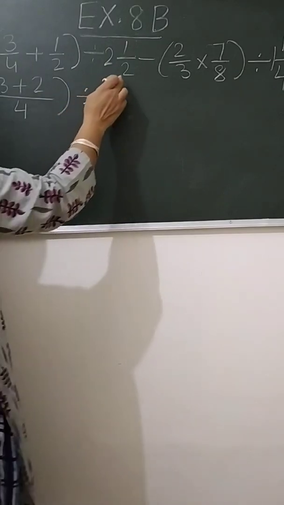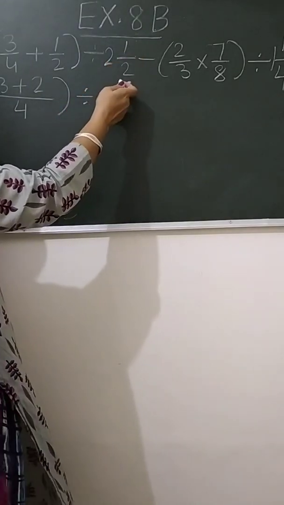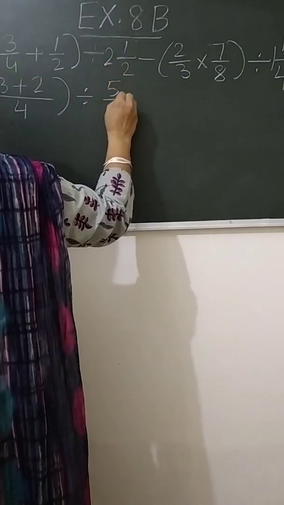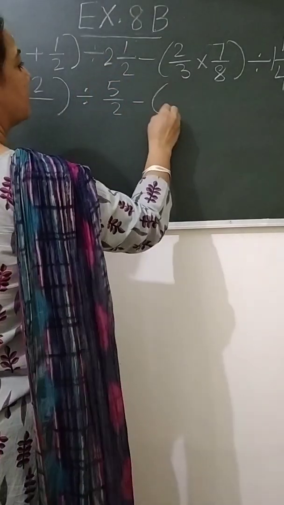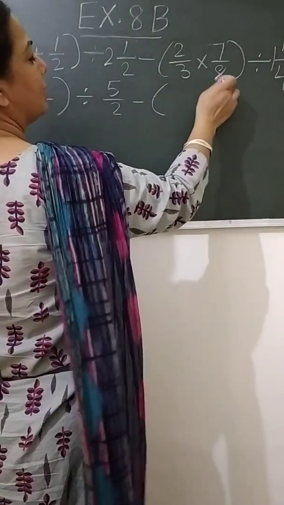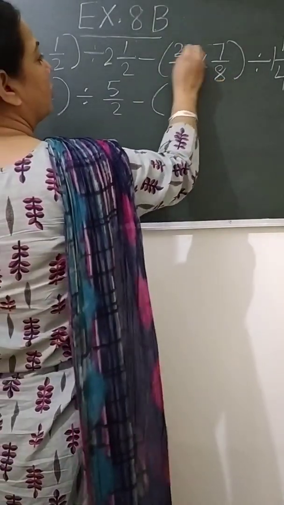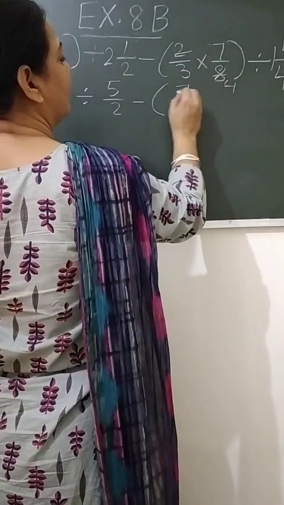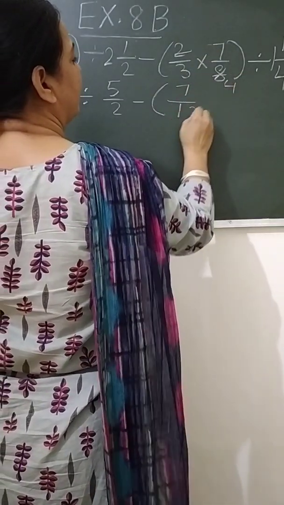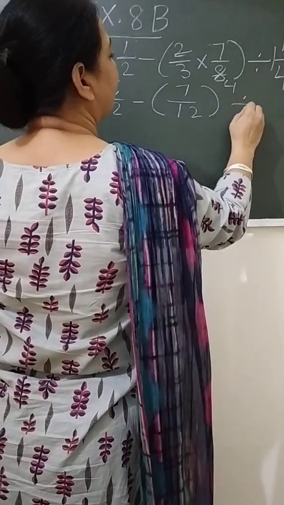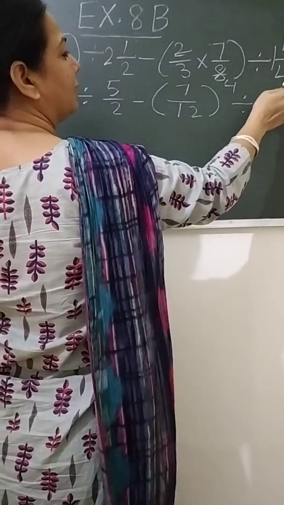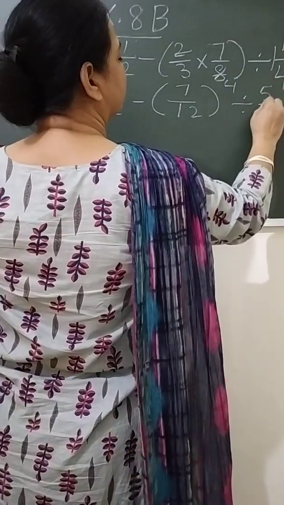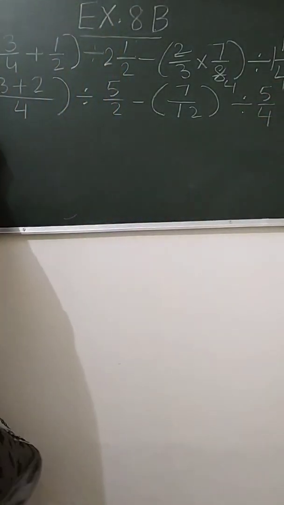Divided by, this is a mixed fraction. We will convert it. 2 2s are 4 and 1, 5 by 2, minus, this is, we can cancel these fractions, simplify these. 2 4s are 8. So this is 7 by 3 4s are 12. Okay. Divided by, this is mixed, we will convert it. 4 1s are 4 and 1, 5 by 4.